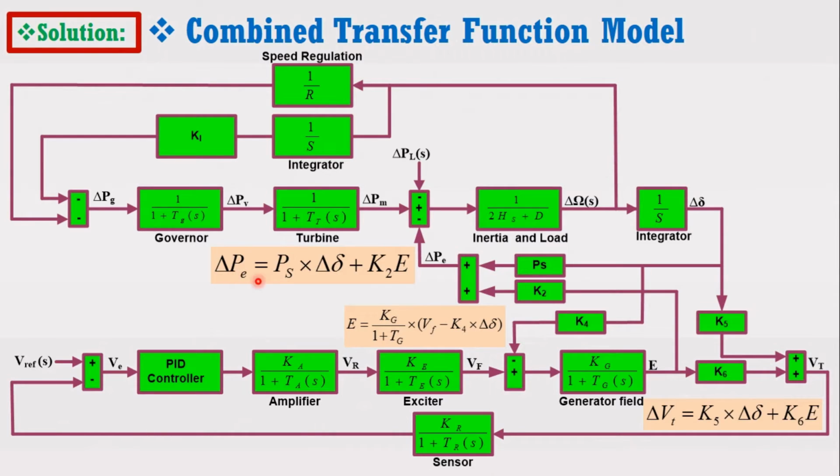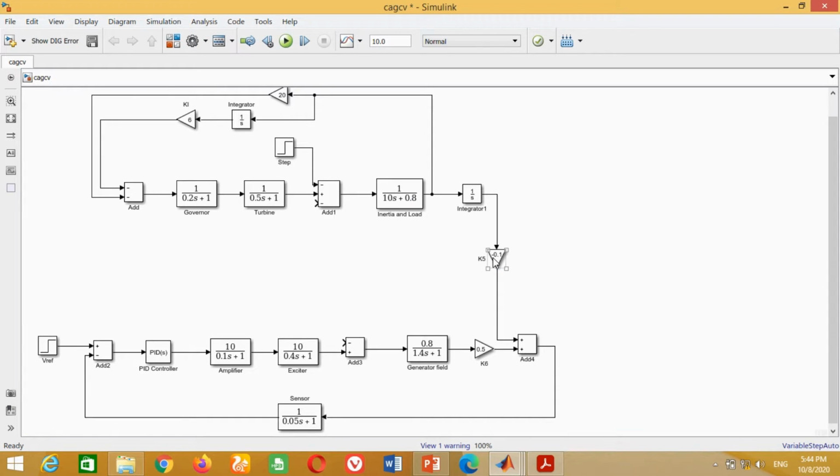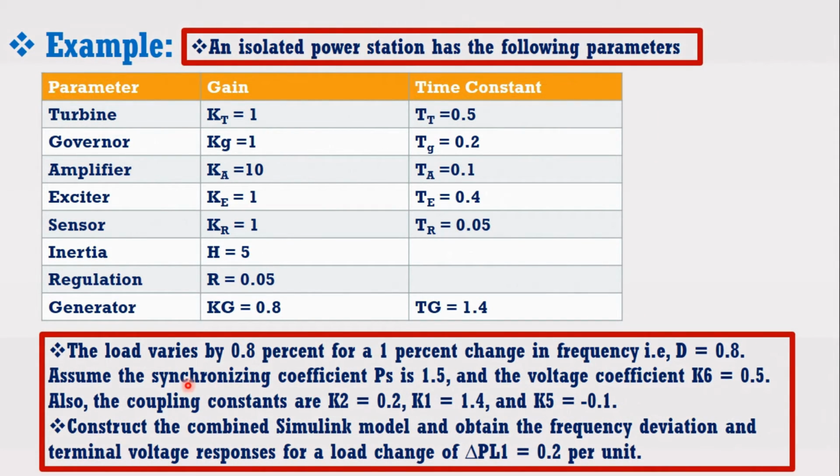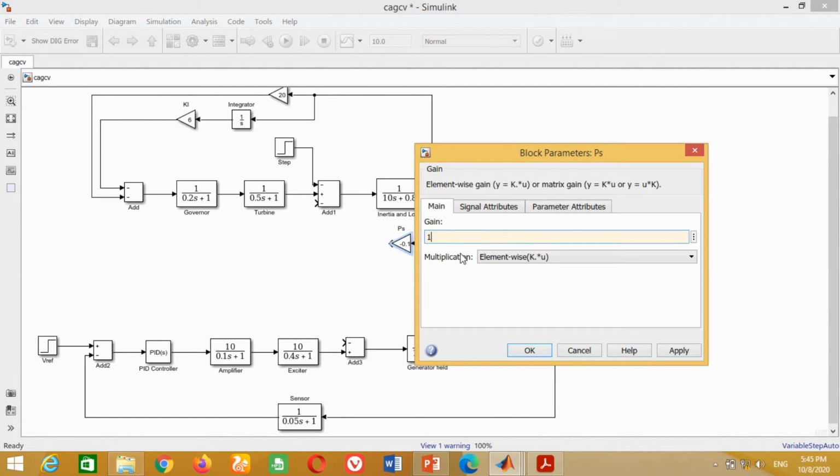It may be noted that change in electrical power is the sum of product of PS into delta sigma plus K2 into E. For this purpose, copy the gain block and paste it here. Write here PS to represent the synchronizing power coefficient. The value for PS is 1.5 as given in the example data. Therefore, double click on this block and put here 1.5 and press OK.